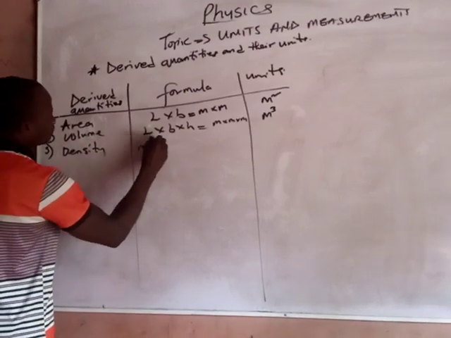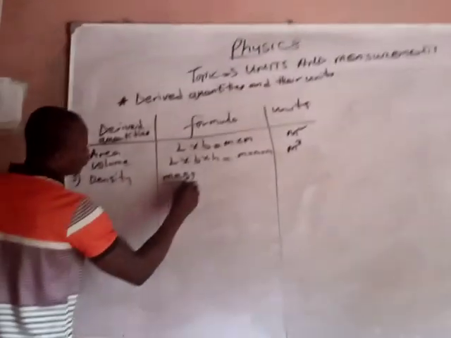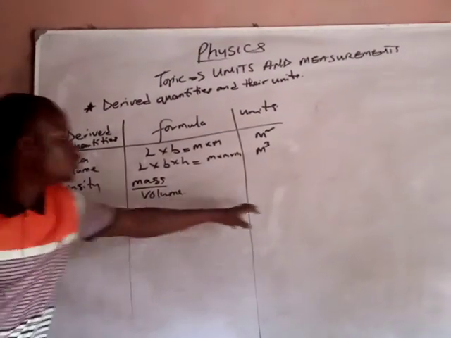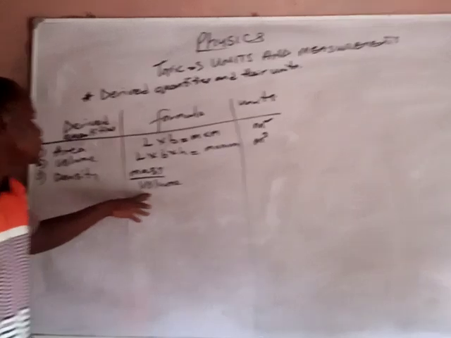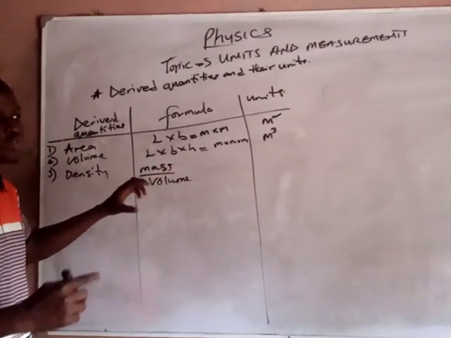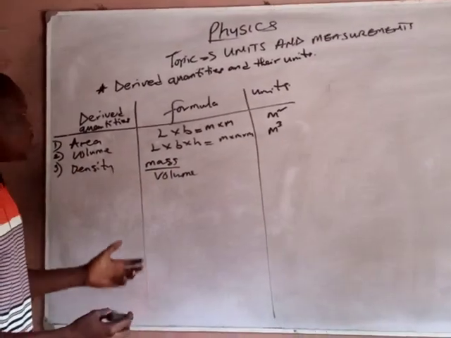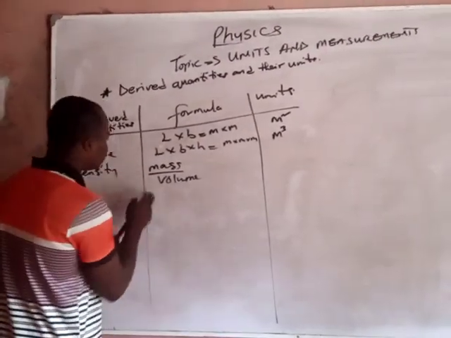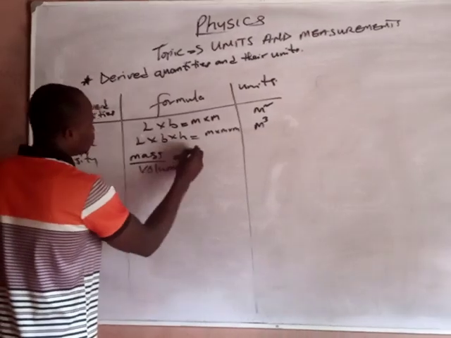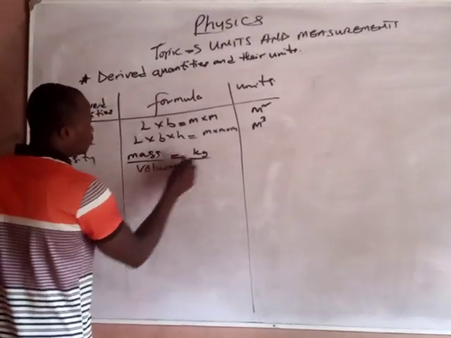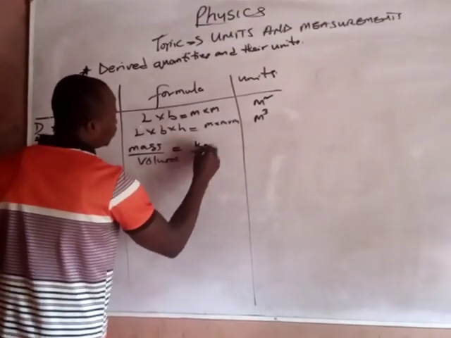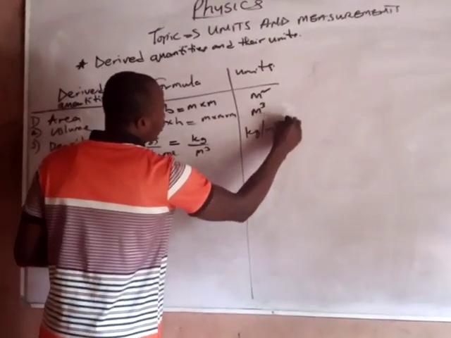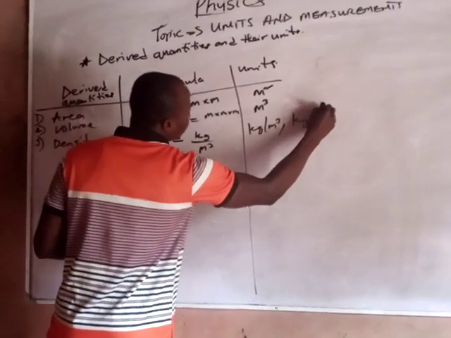Number three, we talk about density. Density is mass over volume. The reason why I'm writing this formula is to help us know their units, because in physics, we know the units of a particular quantity by its formula. Mass is in kilogram, and volume is meter cube. So the unit is kilogram per meter cube.